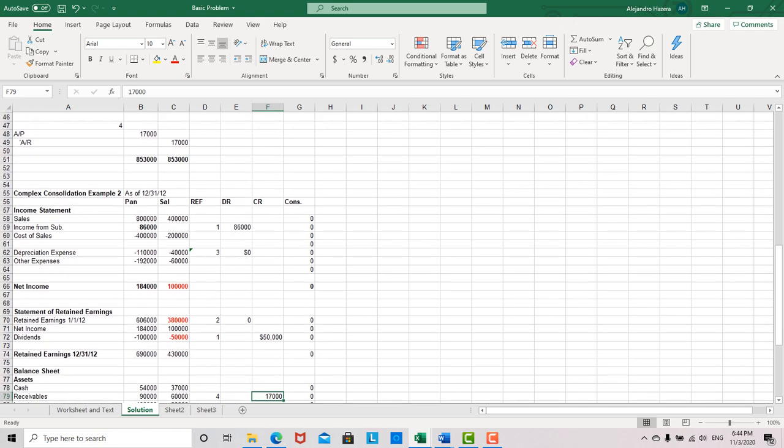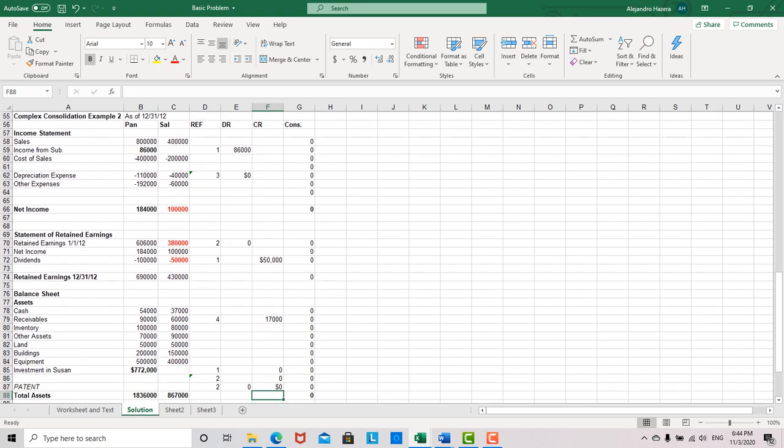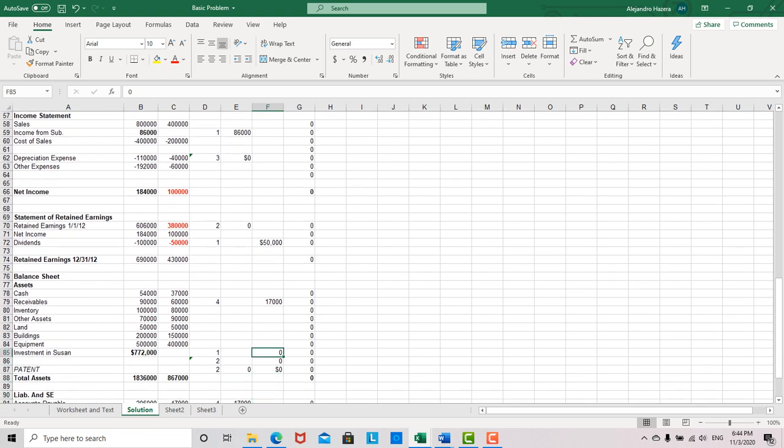And the plug, just the difference, is going to be to the investment account, because the difference between the income from sub and the dividends is the change in the investment account. So I'm going to take 86 minus the 50, and that'll give you that 36. That was the plug number. Just take out your income, take out your dividends, and whatever the plug is, debit or credit. Occasionally it's a debit, usually not. Then that would be your investment adjustment.